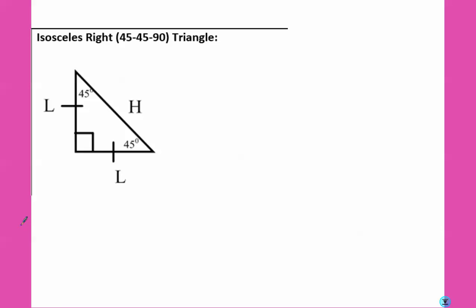So our first type of special right triangle we're going to talk about is the isosceles right triangle, where it has two angles of 45 degrees and the other is 90. Remember that if two of the angles are the same, then the sides opposite them are also congruent. So this leg is congruent to this leg. If we want to find the hypotenuse, the rule is that it's always equal to the leg times the square root of 2.